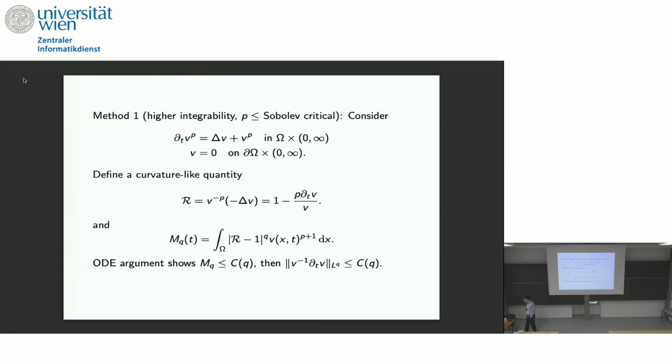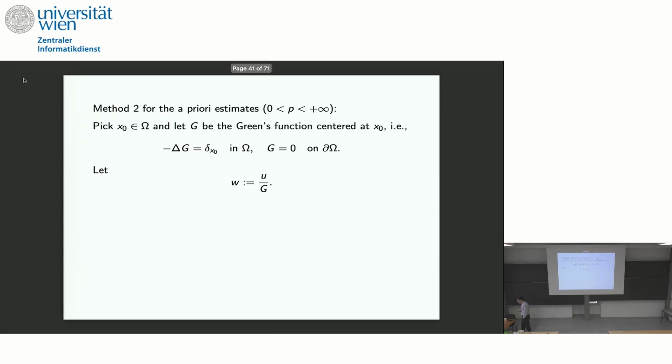So in the proof of obtaining the bounds for M_q, we used the Sobolev inequality. But that's the reason why we can only get to the Sobolev critical exponent. If it's supercritical, then we don't have the Sobolev inequality. It's gone. Now the second method. This was our second work.